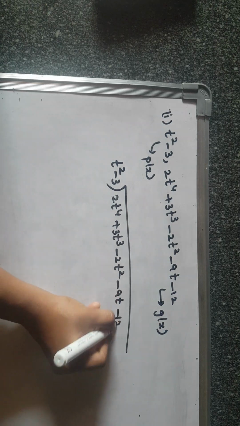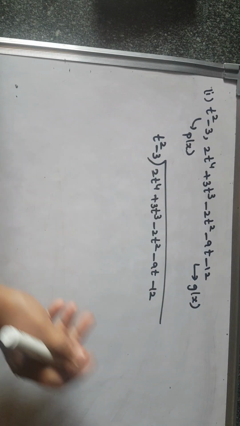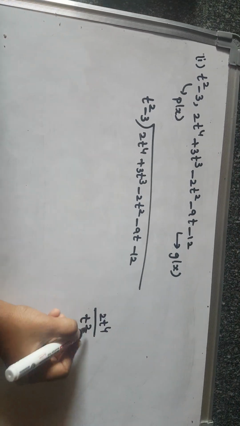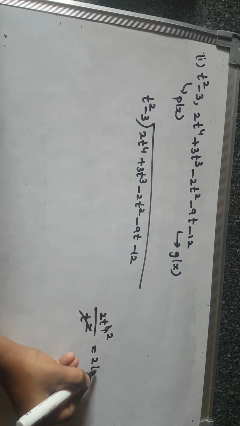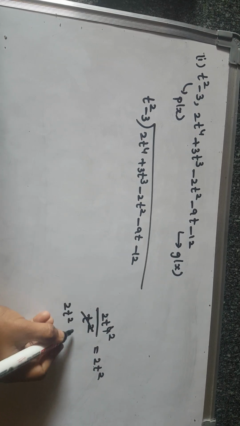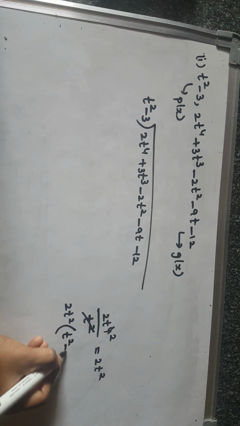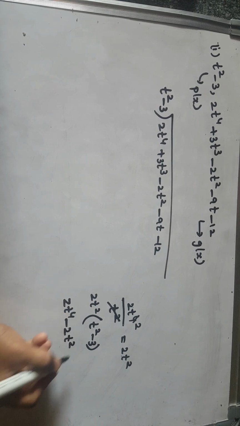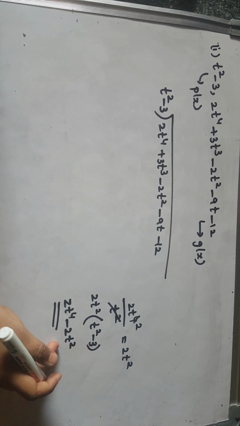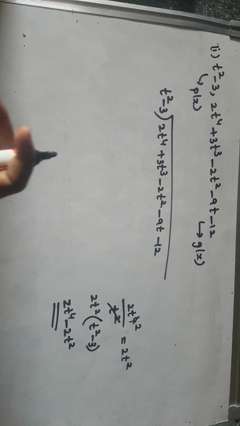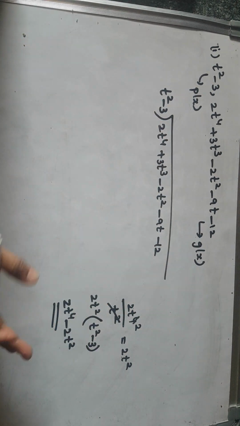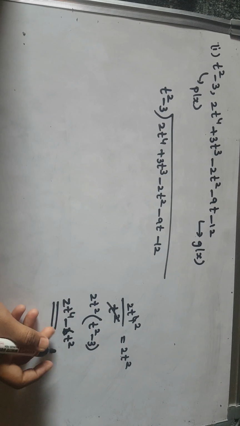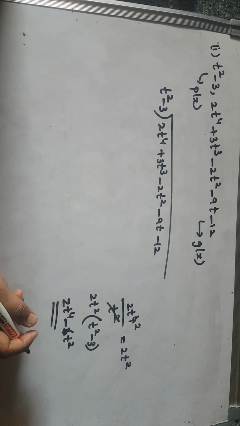minus 9t minus 12. Now 2t power 4 divided by t square. Now this value becomes 2 times, meaning 2t square. Now multiply 2t square with t square minus 3. This value becomes 2t power 4 minus 6t square. I am multiplying here separately so that it is simple for you to understand. I could multiply directly, but it would be confusing for you.